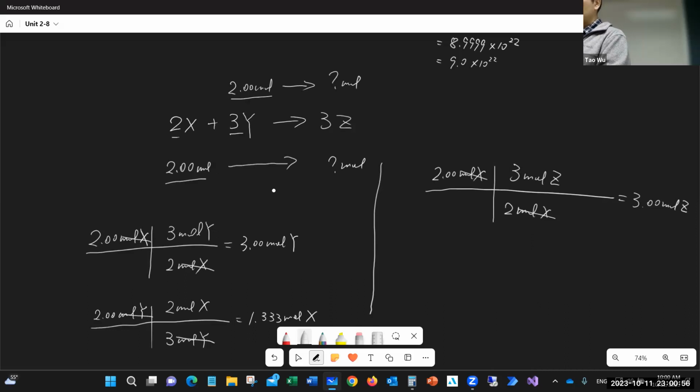Okay, so this is the first assumption. If I use up all of the X, how many moles of Z are produced? The second one is, if I use up all of the Y, how many moles of Z can we produce? 3 moles of Y is going to produce 3 moles of Z. Okay, so in this case, moles of Y cancel. Now we get 2.00 moles of Z.